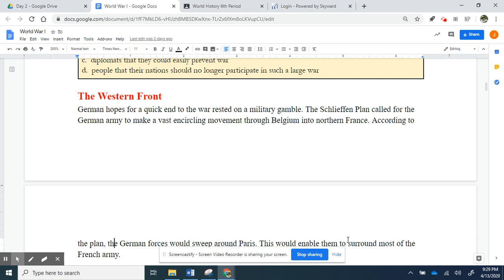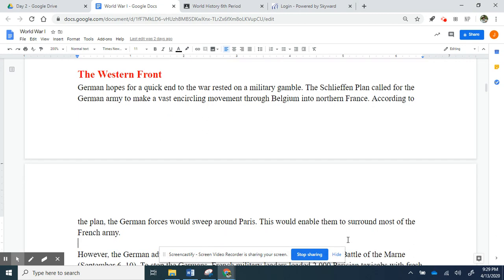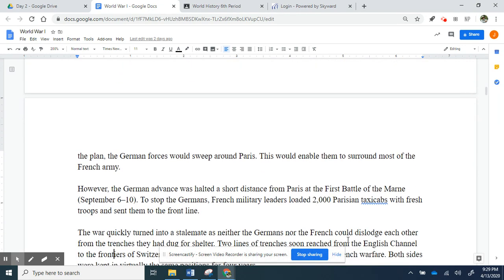The Western Front, which we brought up in our PowerPoint yesterday. German hopes for a quick end to the war rested on a military gamble. The Schlieffen Plan called for the German army to make a vast encircling movement through Belgium into northern France. According to the plan, the German forces would sweep around Paris to enable them to surround most of the French army. However, the German advance was halted a short distance from Paris at the First Battle of the Marne.